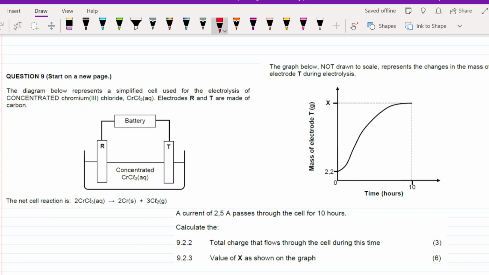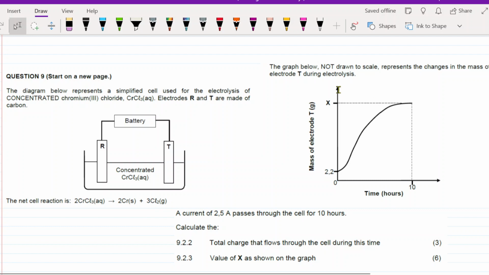So the question says, the diagram below represents a simplified cell used for the electrolysis of concentrated chromium(III) chloride. Electrodes R and T are made of carbon. So this is electrode R, this is electrode T. Inside we have this concentrated chromium chloride. They said the net reaction is 2CrCl3 giving us 2Cr in solid form plus 3Cl2 in gas.